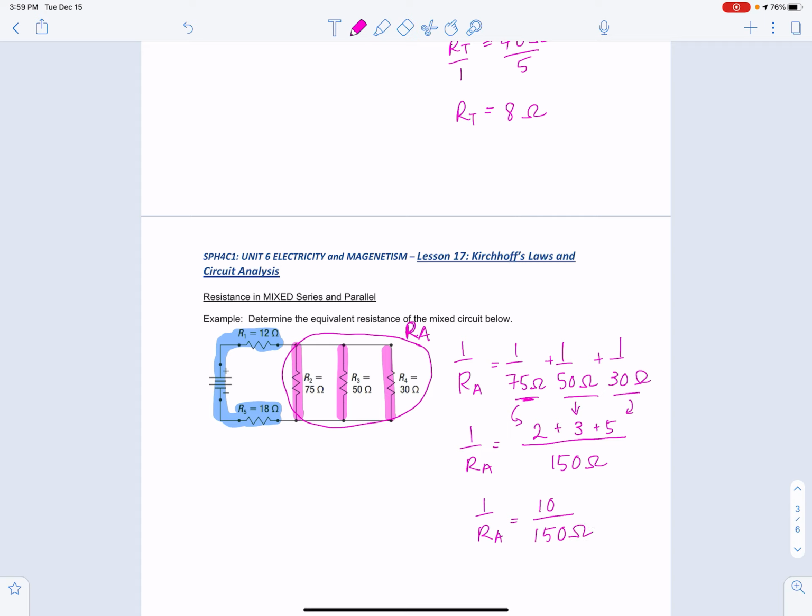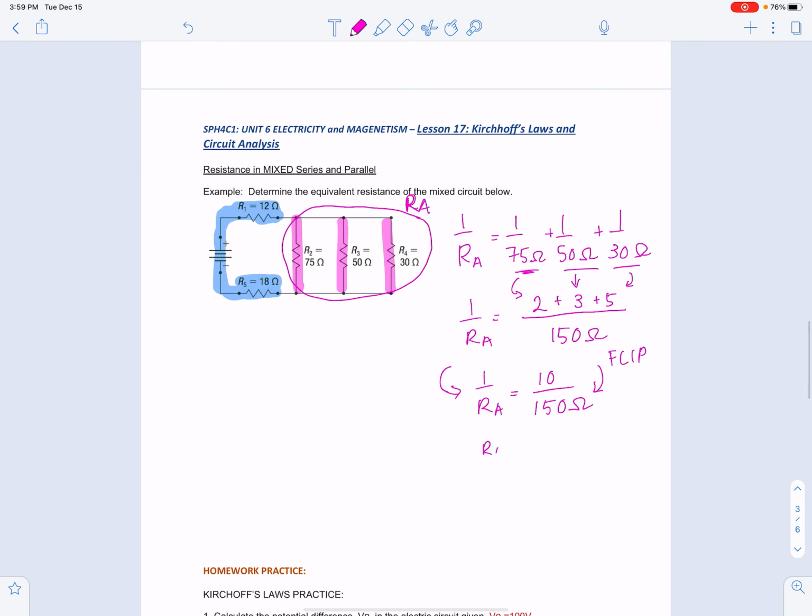And again, what we wanted to find was RA. What we have here is the inverse of RA. So I want to flip both of these sides, and we're going to be left with RA is equal to 150 ohms over 10. So RA is 15 ohms.